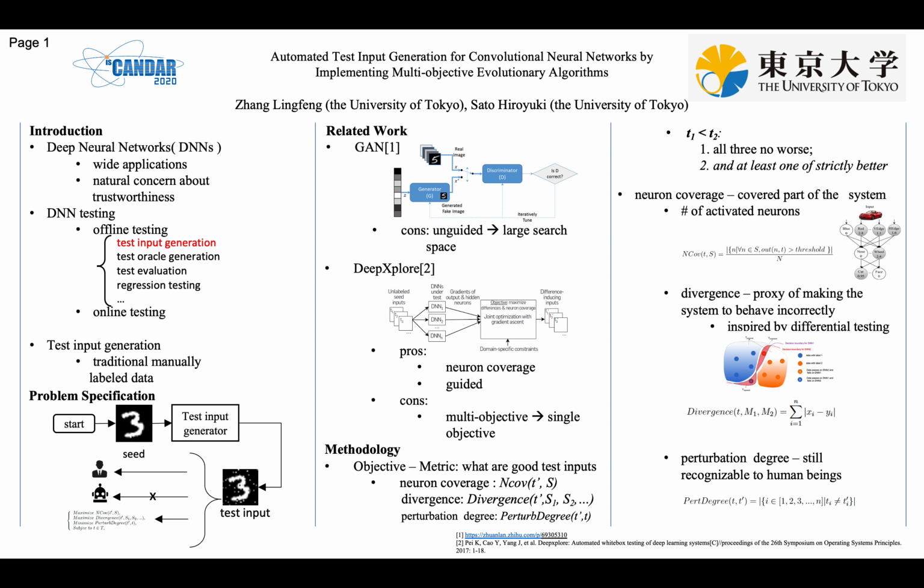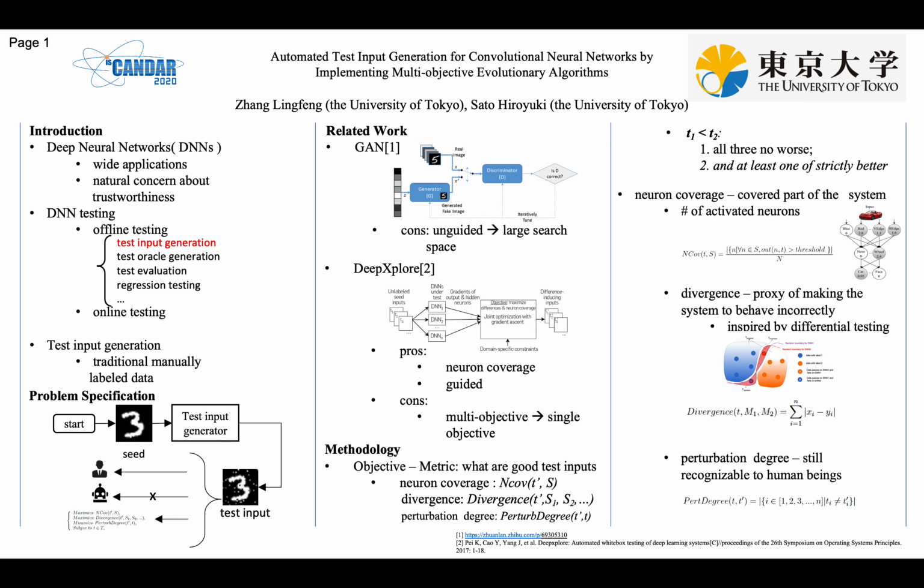The second one is divergence. It is inspired by differential testing in traditional software testing. In differential testing, if a test input can trigger two or more systems with the same functionality to behave differently, we consider it a valid or good test input. Implementing it in deep neural networks testing, what we are trying to do is actually searching for test data that lie between the decision boundaries of several deep neural networks.